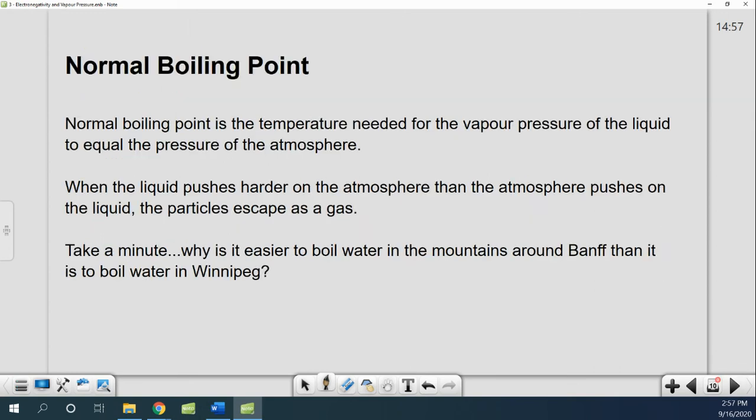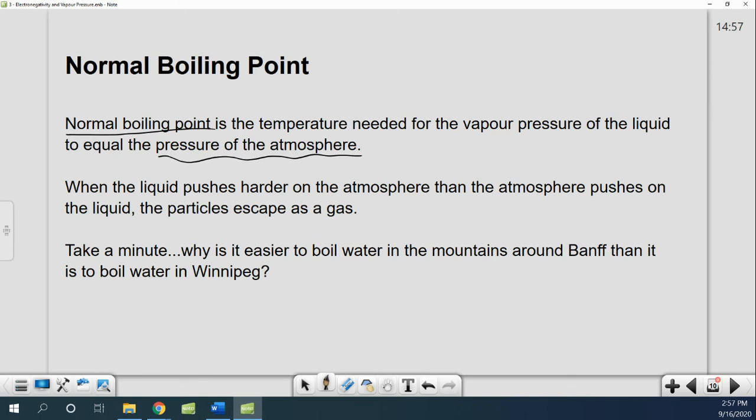Now this leads us to normal boiling point. If water can boil at any temperature depending on the pressure, well, we've got a problem. What's the boiling point of water now? So we call that the normal boiling point. It's the temperature needed for the vapor pressure of the liquid to equal the pressure of the atmosphere, regular atmospheric pressure. And that for us, we know, is about 100 degrees Celsius, right?